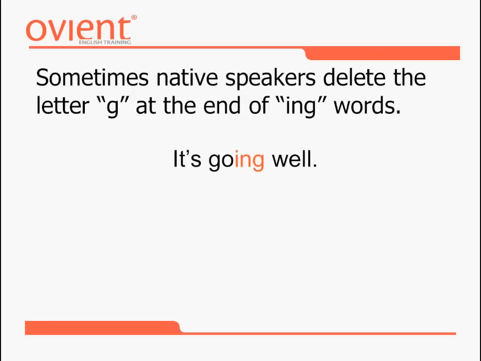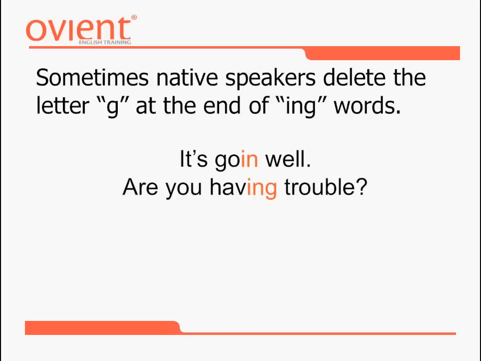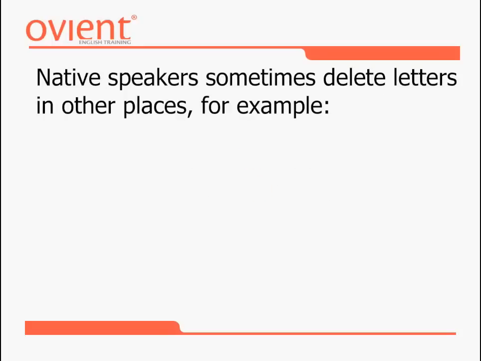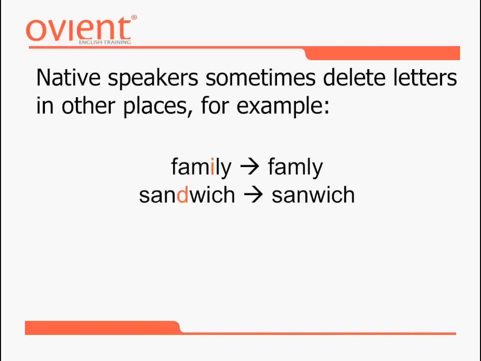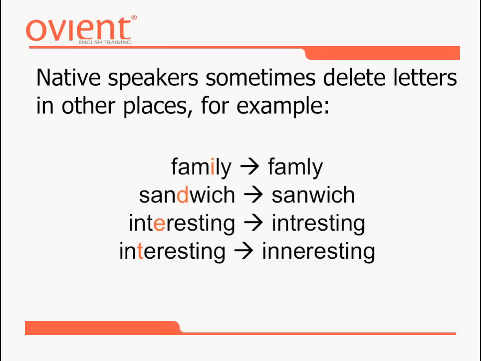Sometimes native speakers delete the letter G at the end of ing words. It's going well becomes it's goin' well. Are you having trouble becomes are you havin' trouble? Native speakers sometimes delete letters in other places. For example, the I in family, and the D in sandwich, and the E in interesting, and sometimes the T in interesting.